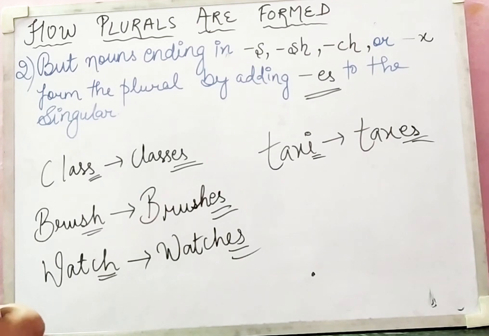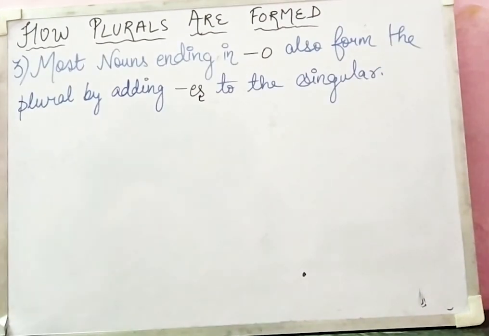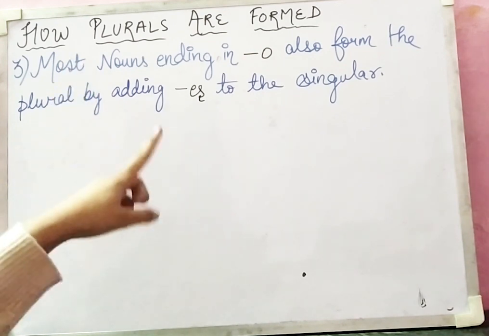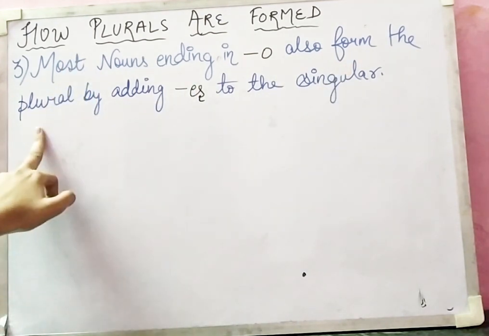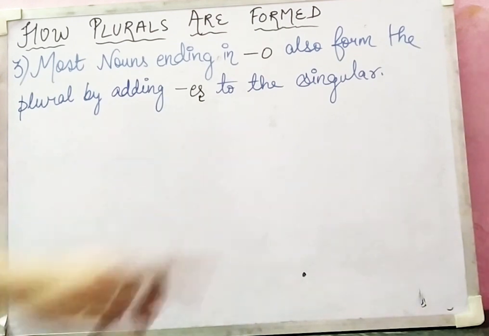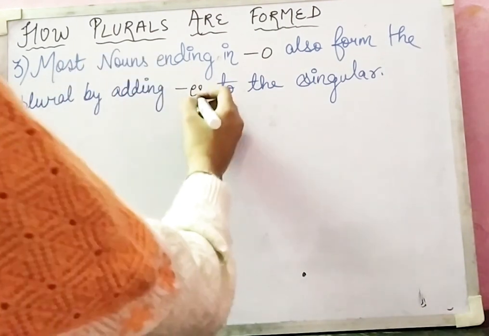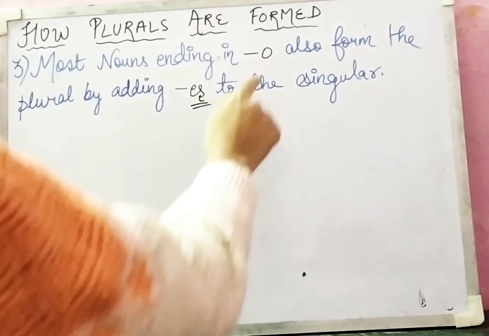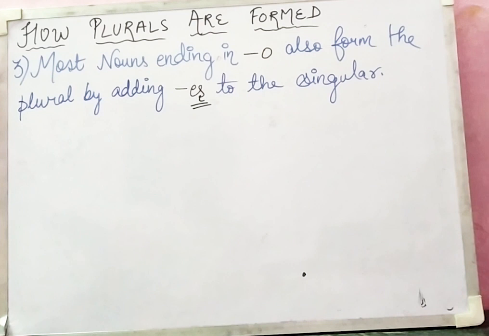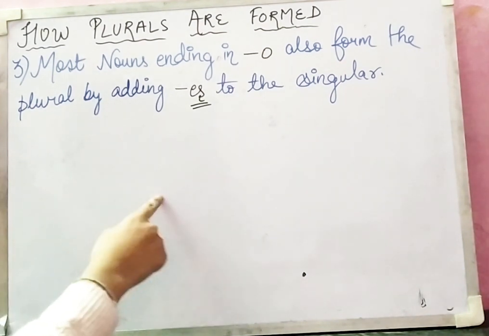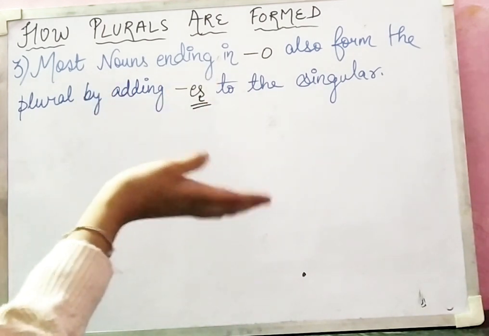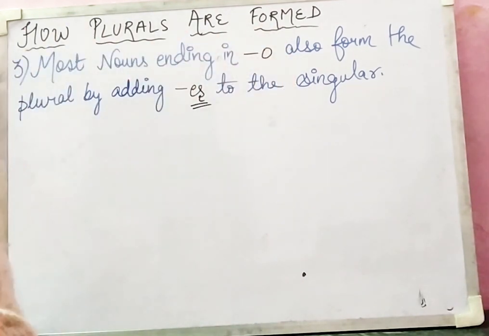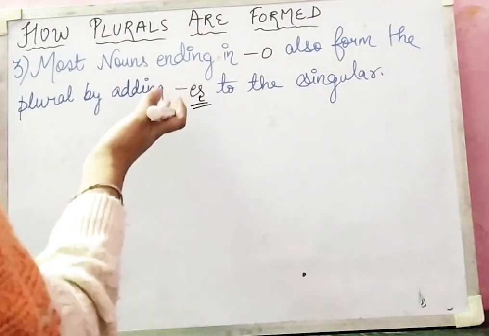Similarly, we are going to do the third one, that is most nouns ending in o also form the plural by adding es to the singular. Means in this also es will be added so that we can form plurals, but the noun ends with o. Similarly to the second way, where there were words ending in s, sh, ch, x, here o is the ending and we add es to form the plural.